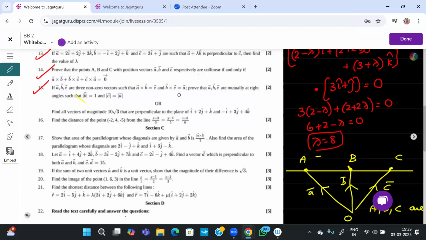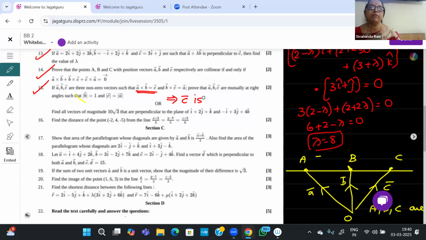We can try. See, from here, what do you interpret? A cross B is C. From this, what do you understand? No, A, B, C are 3 vectors such that A cross B is C. So what is C bar? C bar is A cross B. Therefore, C bar is perpendicular to both A and B. That's what you should know.